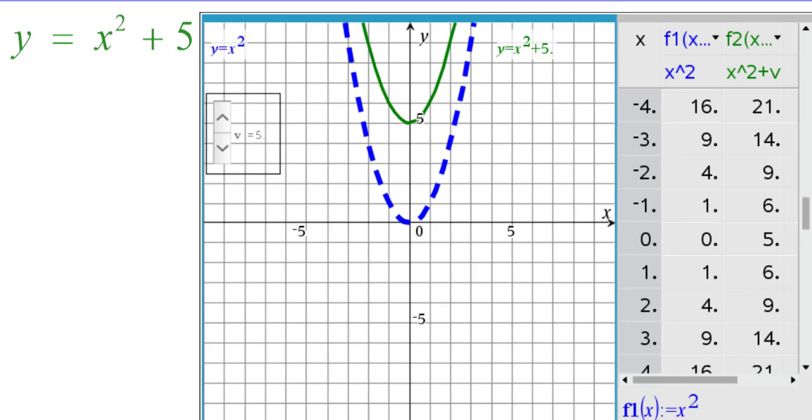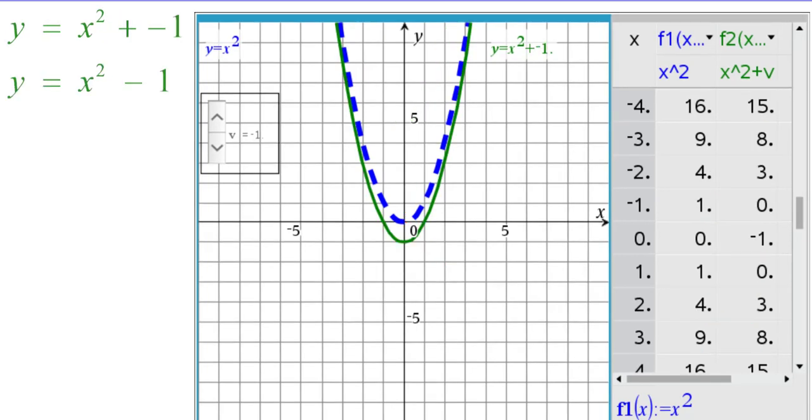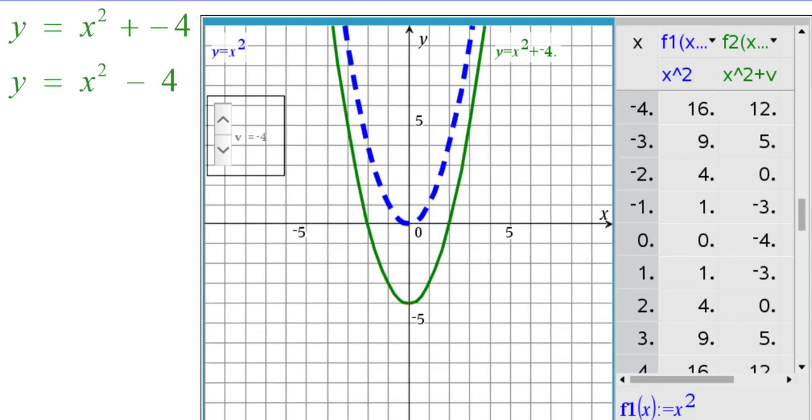Y equals, jumped up to x squared plus 5, up 5. Again, look at the values in the table. And then we looked at x squared plus a -1, down 1, and the values in the table. And y equals x squared minus 4, plus a -4, down 4, and in the table.